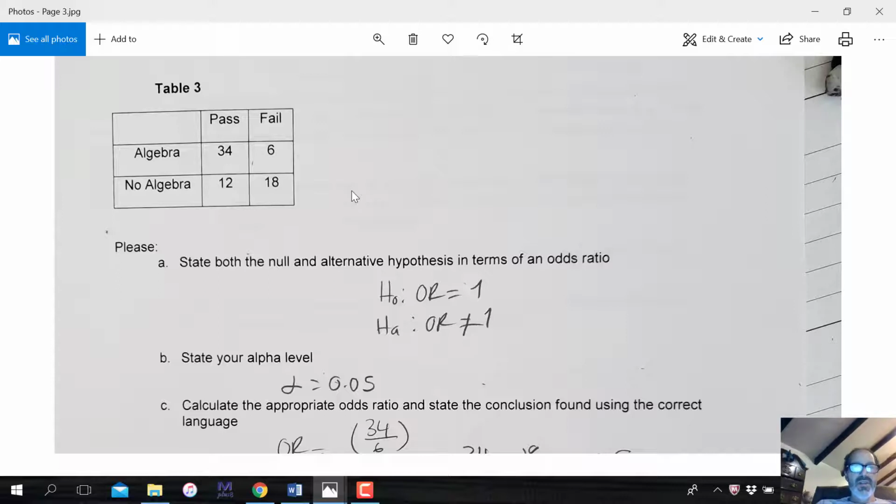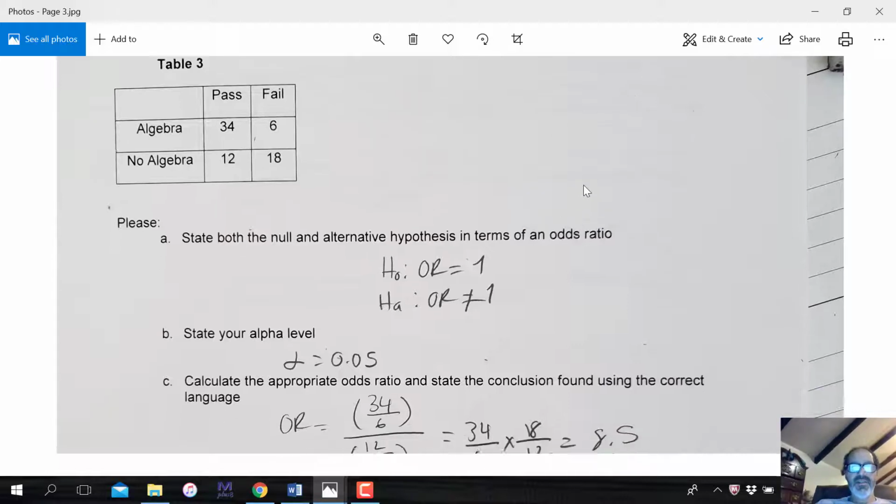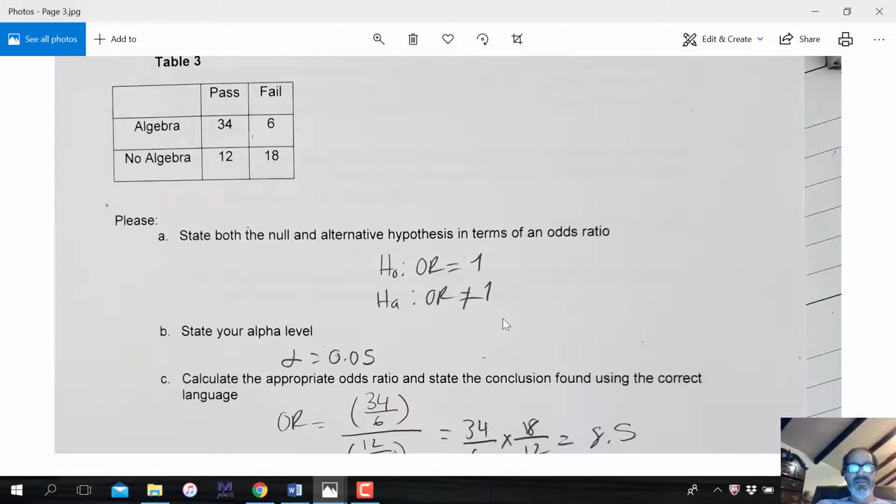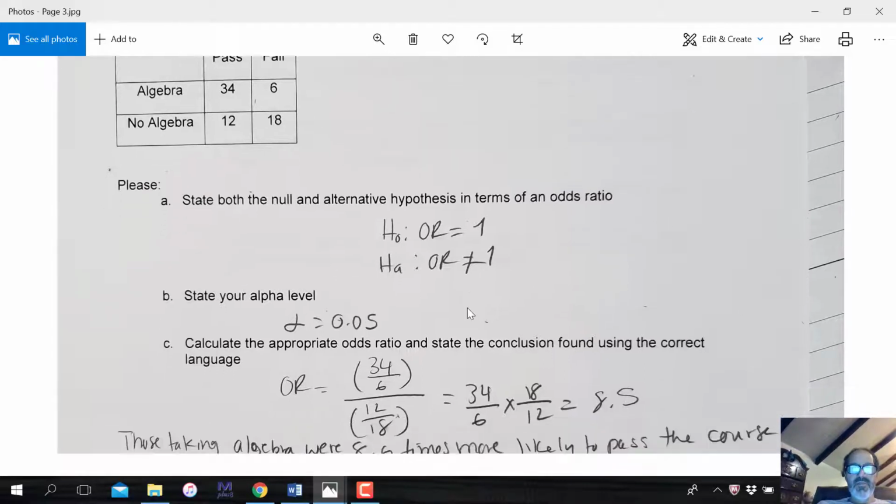So odds ratio is a ratio of odds. So the odds of passing if you have algebra divided by the odds of passing if you have no algebra. So if they're the same, you're going to have an odds ratio of 1. That means there's no effect. Our alternative would be that the odds ratio is not 1. It could be greater, whatever you want to do, but I'm just going to do it this way. This is called a two-tailed test, right, with alpha at 0.05.